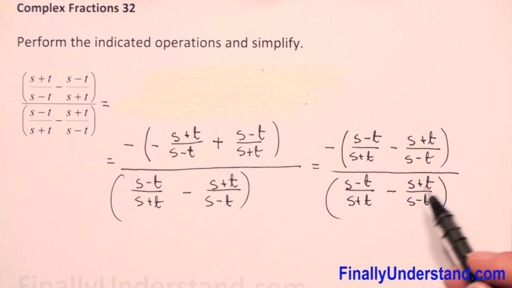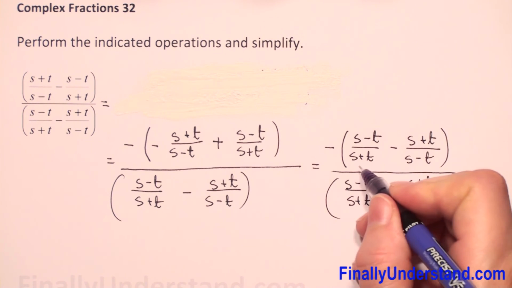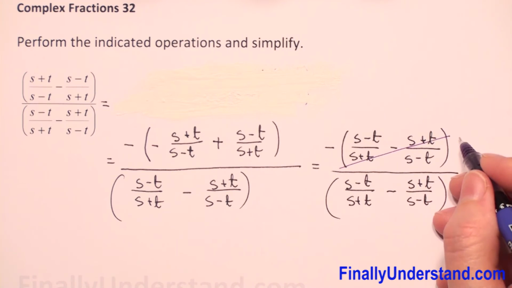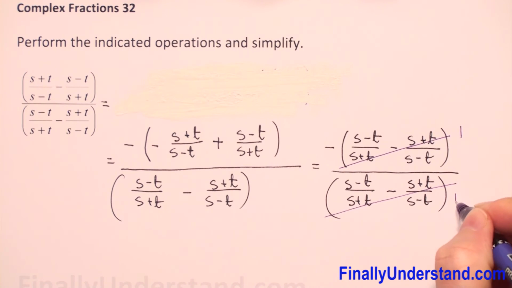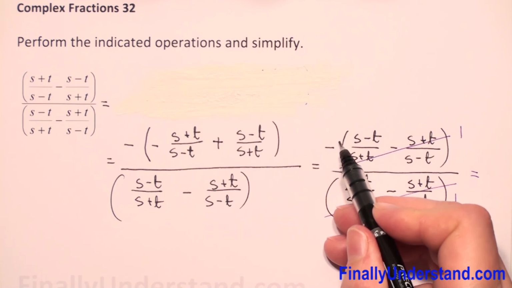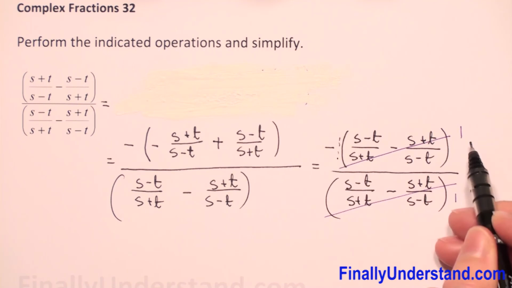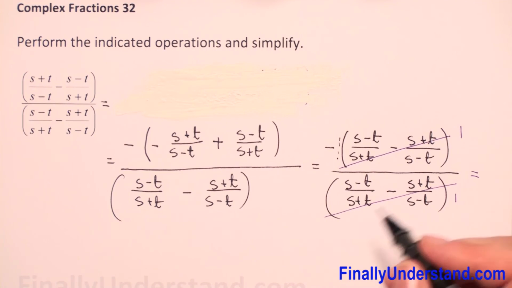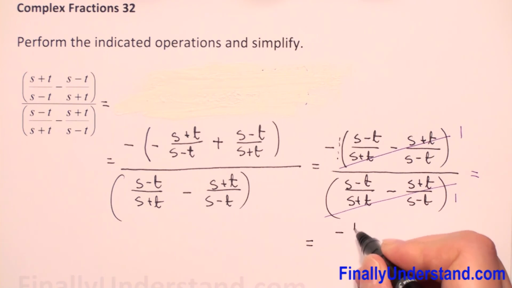Now we see that we have the same expression in parentheses in the numerator and in the denominator. So we can cancel out this whole term in parentheses. It would be 1 and 1. So this is equal. We have negative 1 here. Negative 1 times positive 1 gives me negative 1.